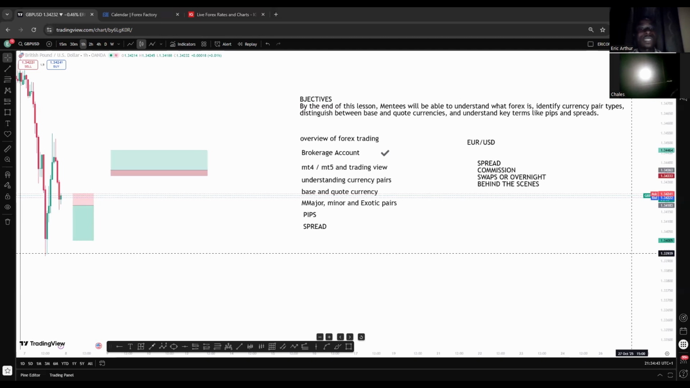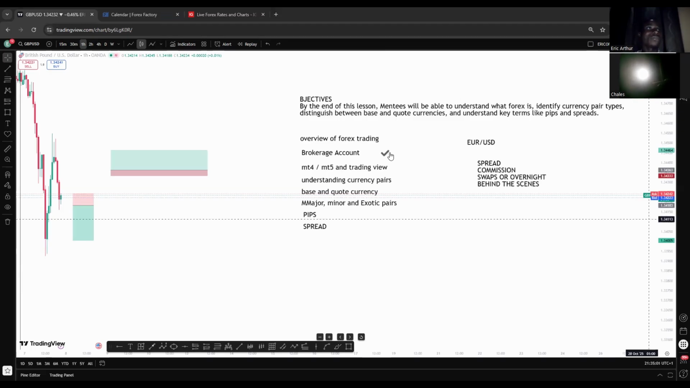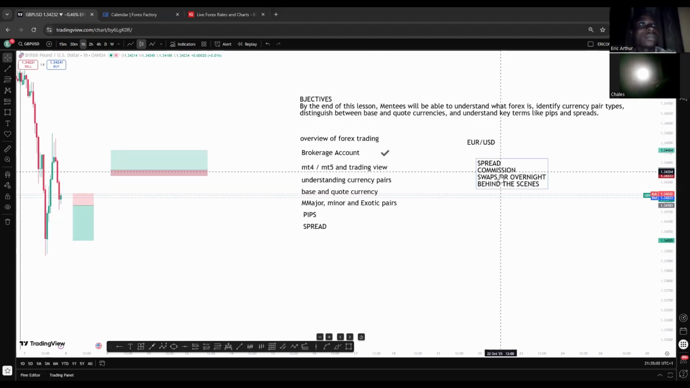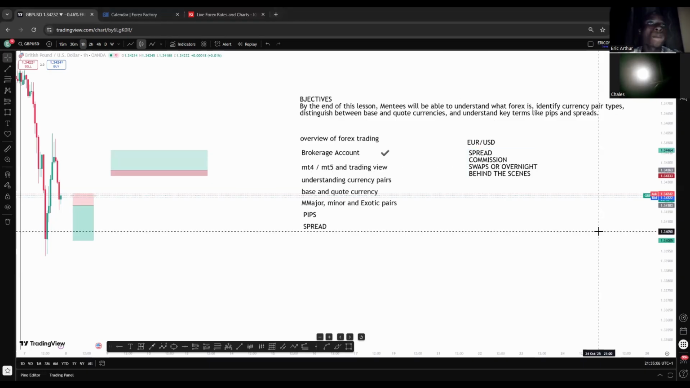Yes, that's how they also make money from it. Sorry, is there anything I don't understand in terms of brokerage? We'll go to practical aspects.